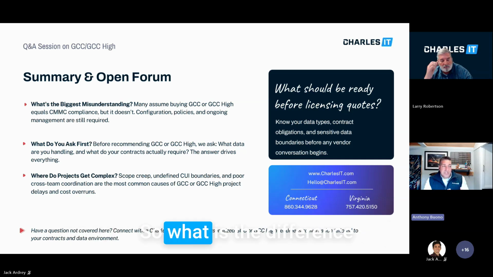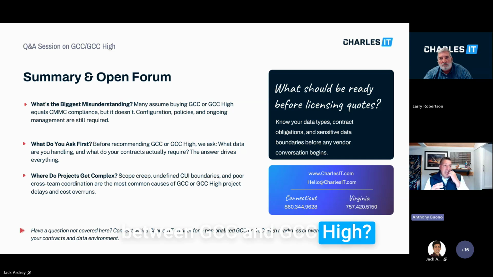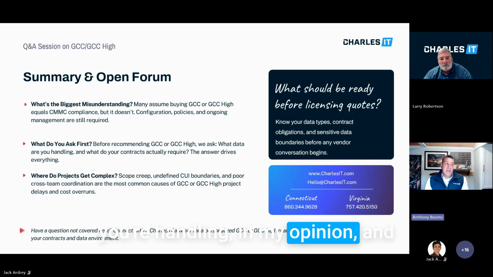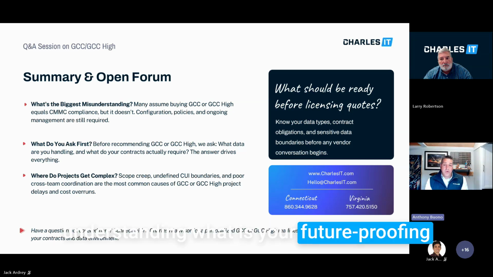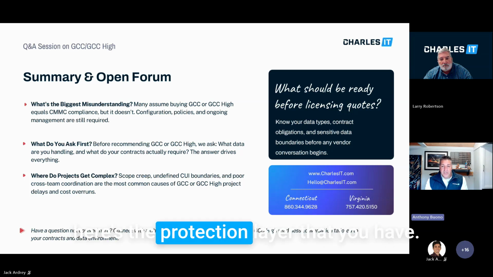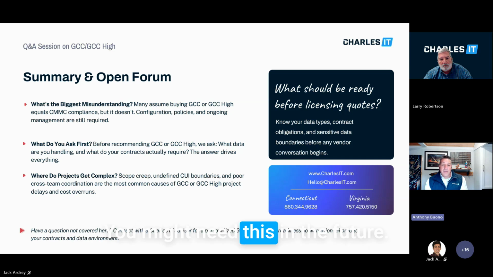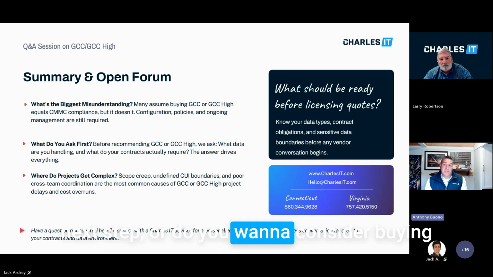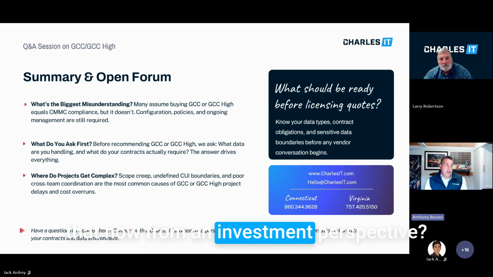So what is the difference between GCC and GCC High? That all comes down to the data that you're handling, in my opinion, and understanding what is your future proofing of what you're going to buy today. Understanding here's where you're at, here's the protection layer that you have. You might need this in the future. When you re-up this license, that might be your next step. Or do you want to consider buying that now from an investment perspective?